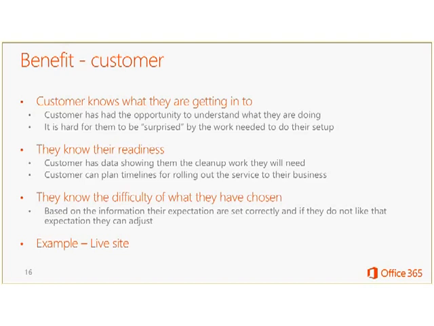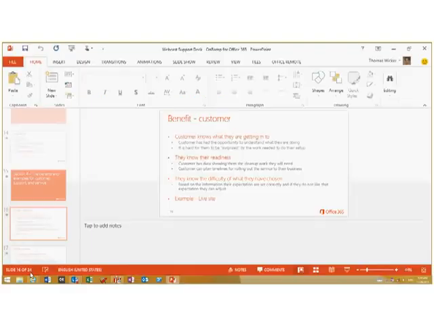They also know, and I'll show this in this example, of the difficulty of what they've chosen. Based on the information we're asking them, the first 4 questions, we can explain to them how complex their deployment is going to be. And if it does not meet their expectations, that gives us an opportunity to set their expectations of their complexity. But if that is not what they would like, they are given the opportunity to change that expectation.